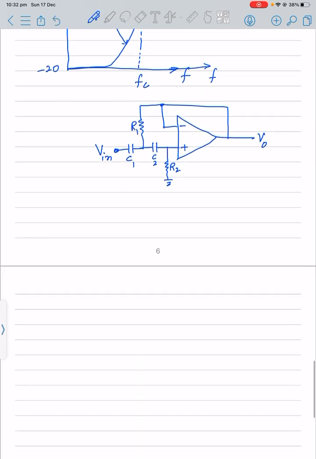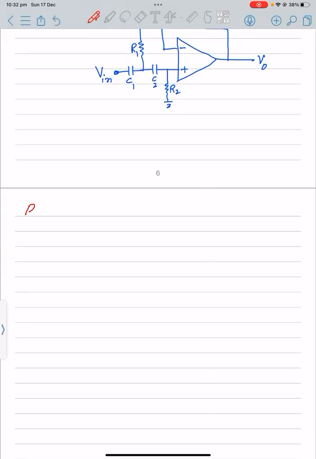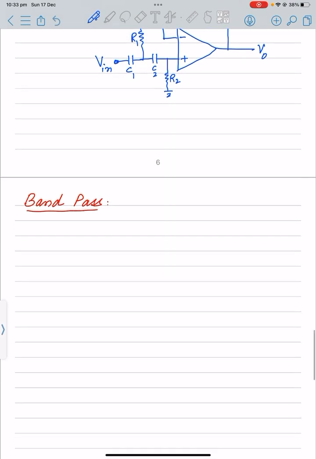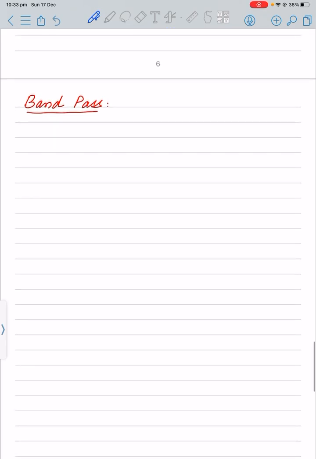Now there is another type, and that one is the band pass filter that we covered very briefly in our previous lecture. A band pass filter allows only a specific bandwidth of frequencies to pass through it. One of the ways of achieving a band pass filter is by cascading a high pass active filter with a low pass active filter. So let's directly move toward the second order.